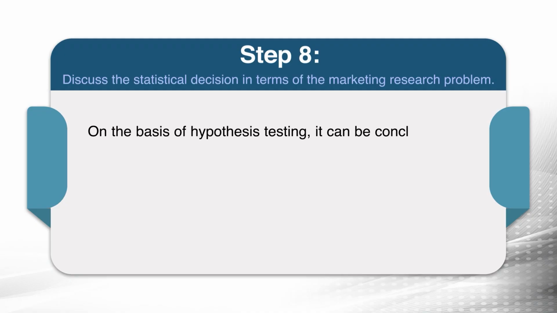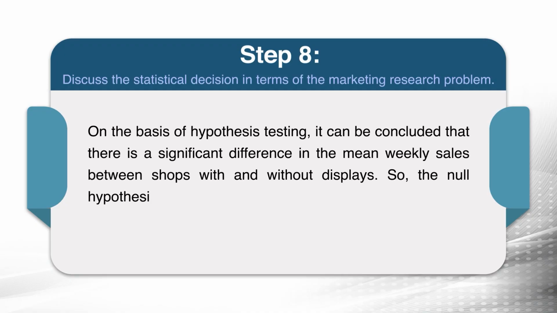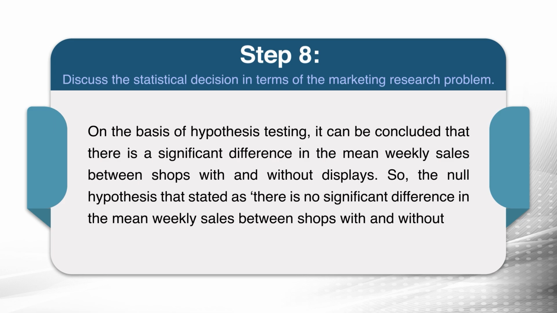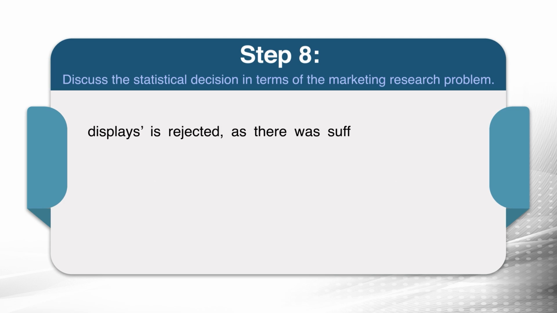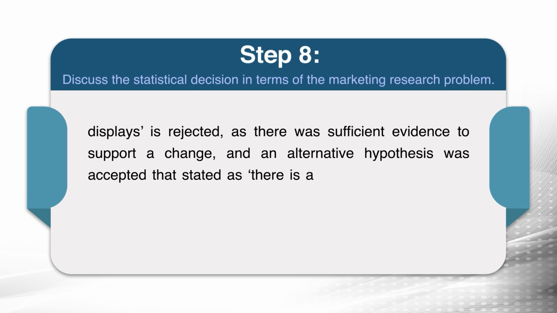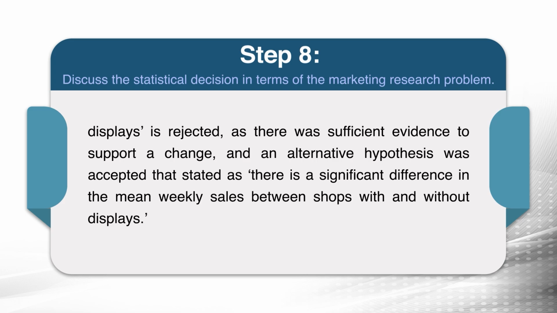Now, in terms of the marketing research problem, it can be concluded that there is a significant difference in the mean weekly sales between shops with and without displays. So, the null hypothesis, stated as there is no significant difference in the mean weekly sales between shops with and without display, is rejected, as there was sufficient evidence to support a change, and the alternative hypothesis was accepted, that there is a significant difference in the mean weekly sales between shops with and without display. These findings offer valuable insights for optimizing sales strategies.